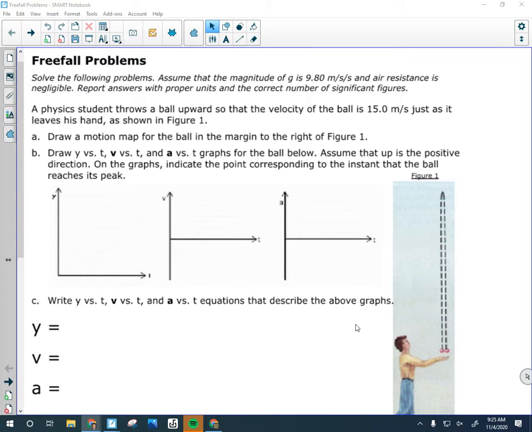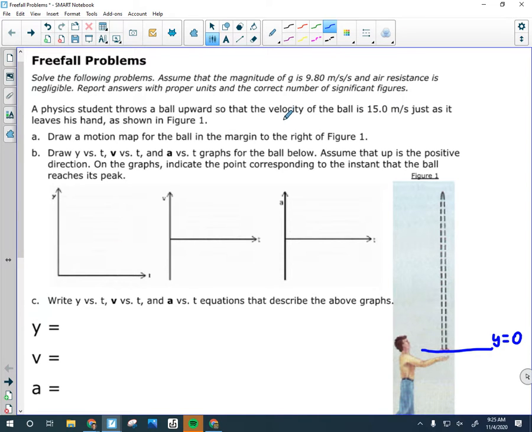All right, so we're going to look at a very typical problem, and this is basically what you guys did, except the difference is the student's going to throw the object and catch it at the same height. So one thing that we can do here is say that that launch height is going to be y equals 0. So instead of measuring from the ground, we're going to measure from the launch point. And the velocity is going to be 15 meters per second upward.